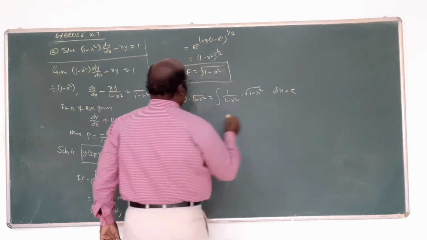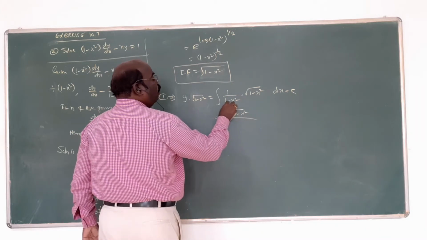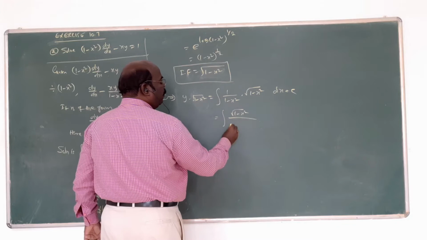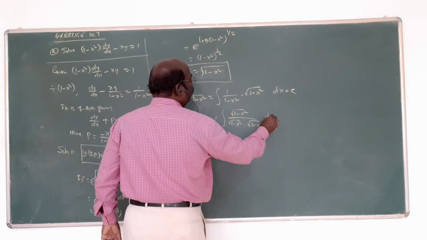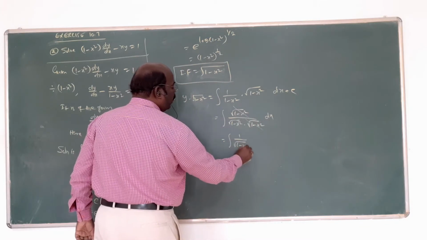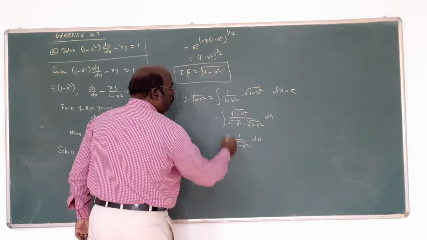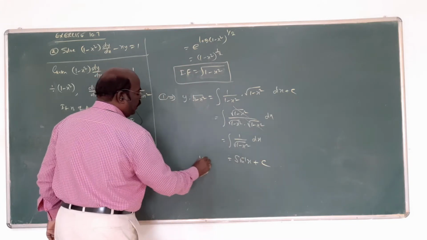Am I correct? Now 1 minus x square can be written as root of 1 minus x square times root of 1 minus x square, so this we can simplify. The integral of 1 by root of 1 minus x square is sin inverse of x. That is the answer. That's all.